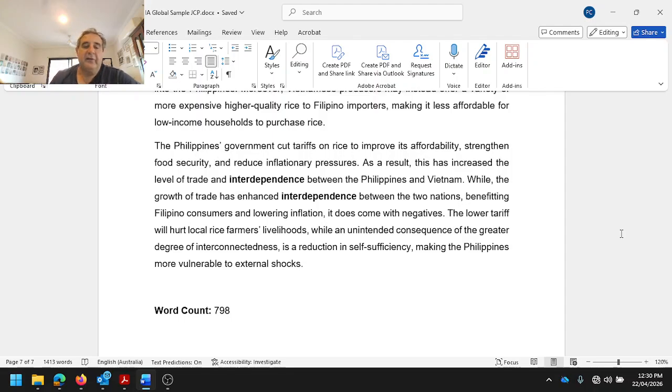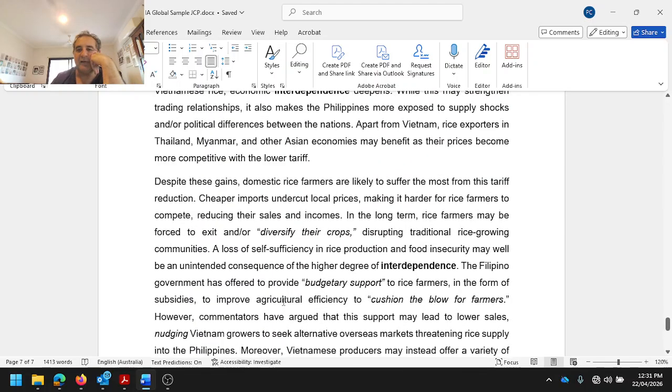And you can see down the bottom, always important to put the word count there, 798, just to remind the examiner. But look, as an examiner, when you mark thousands of these, it's about 3 pages. If a student writes more than 3 pages, they've basically exceeded the word limit.